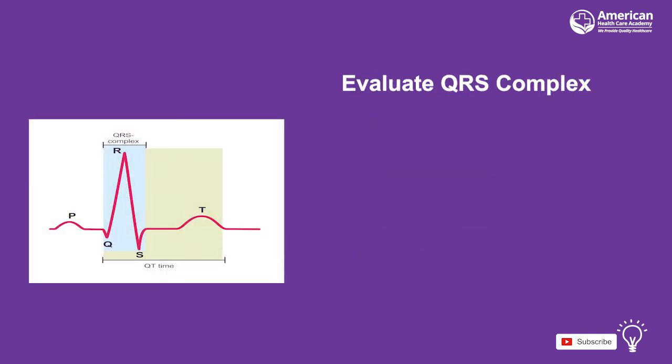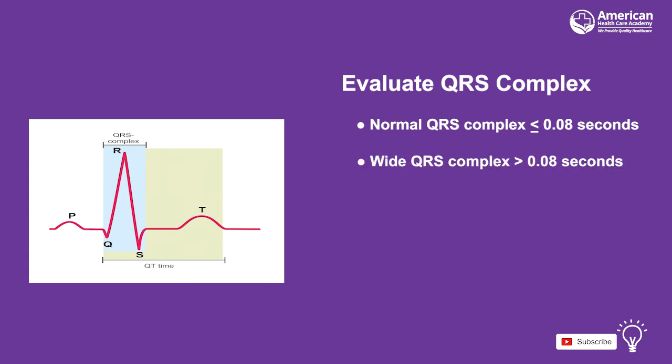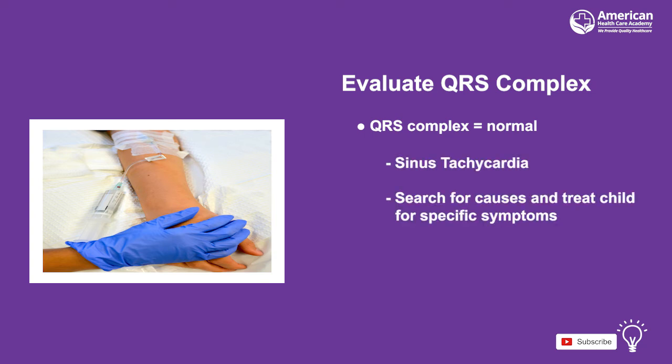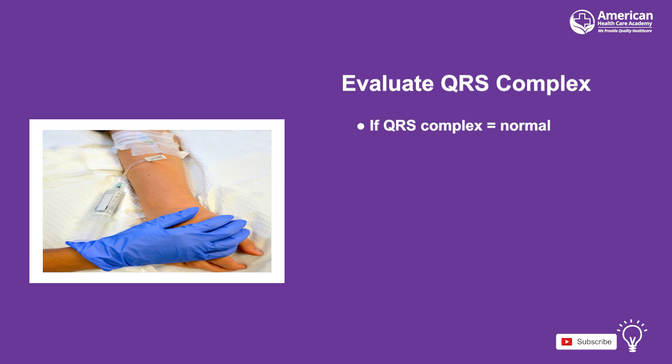You should evaluate the QRS complex and identify it as either normal or wide. A normal QRS complex is defined as less than or equal to 0.08 seconds, whereas a wide QRS complex is defined as greater than 0.08 seconds. If the QRS complex is revealed as normal, then the child may be experiencing sinus tachycardia, in which case you should search for the causes and treat the child for specific symptoms that they are exhibiting. Showing a normal QRS complex may also indicate supraventricular tachycardia.